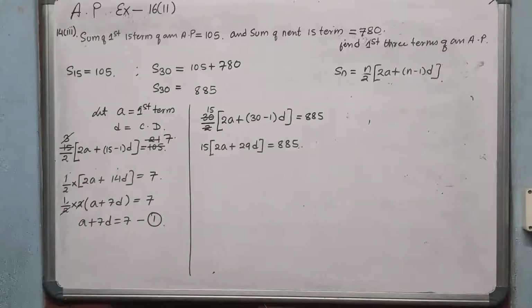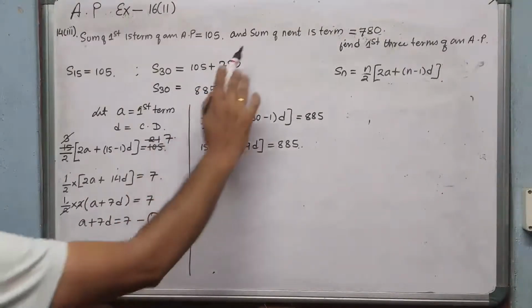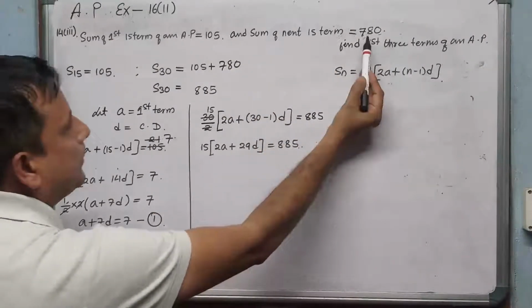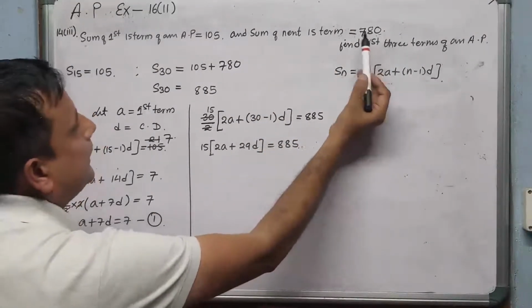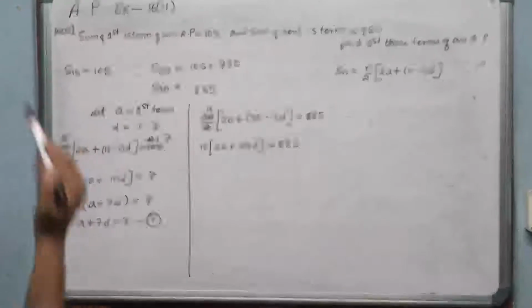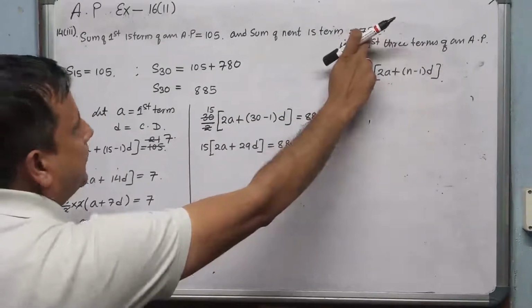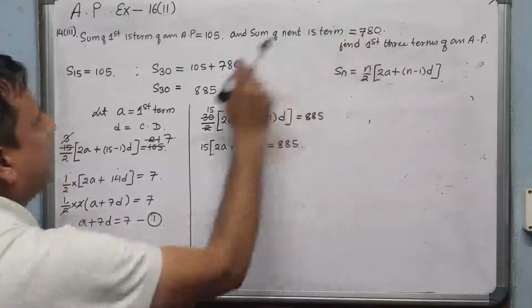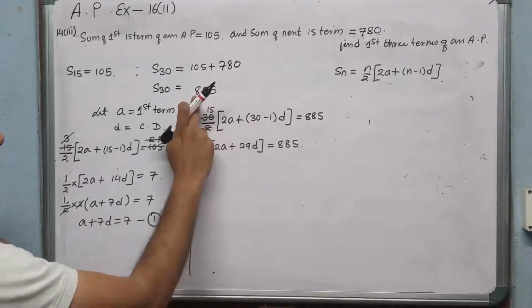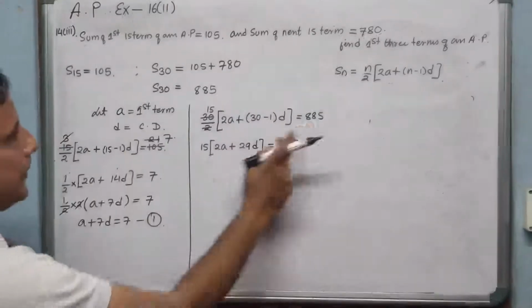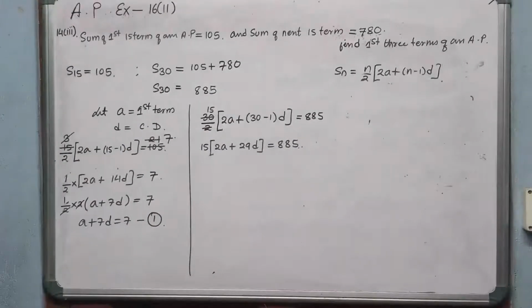Now, dear student, I made some mistake over here. The sum of the next 15 terms, I actually wrote 708. It is actually 780. I wrote the wrong number over here. So it is 780. That 105 plus 780 is 885. It is 885. Now we can cancel this.